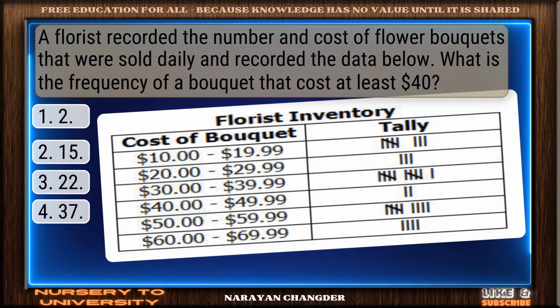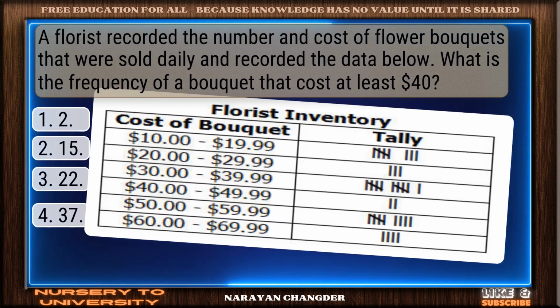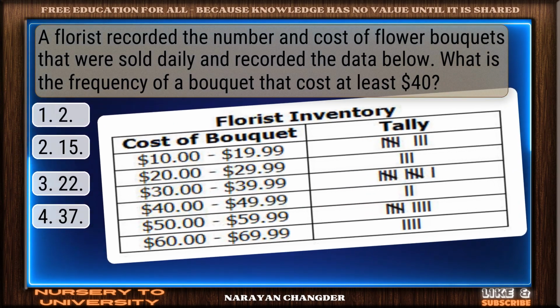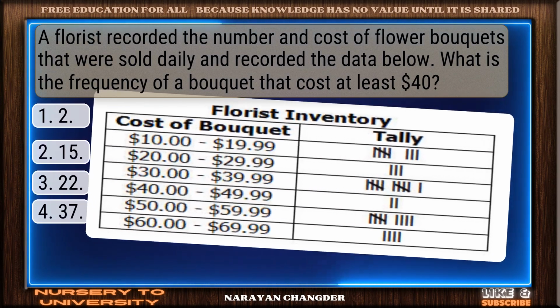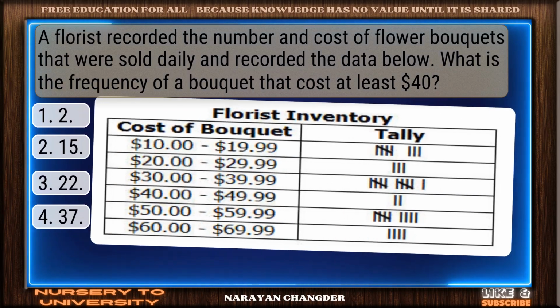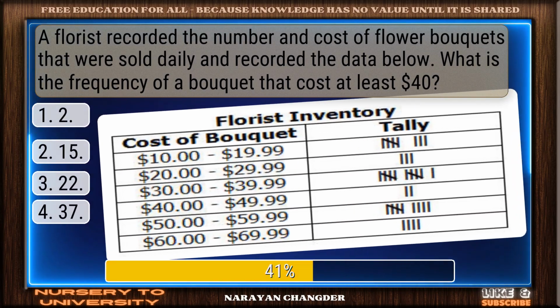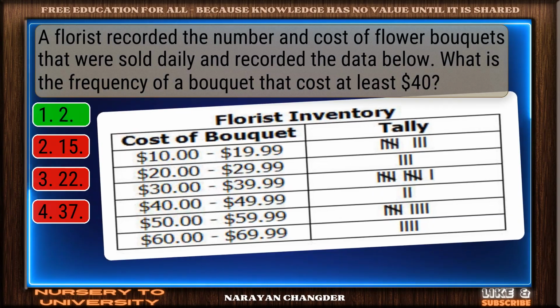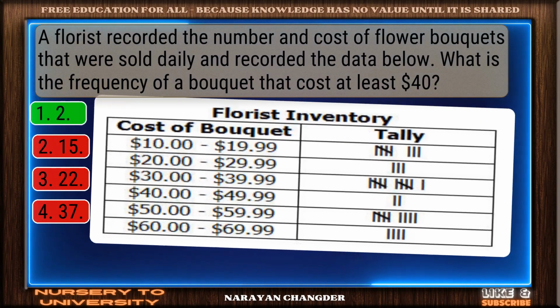A florist recorded the number and cost of flower bouquets that were sold daily and recorded the data below. What is the frequency of a bouquet that cost at least $40? Smart pick. 2 is the correct choice.